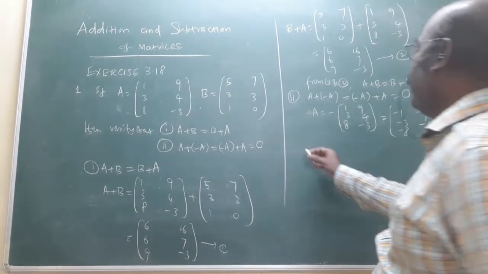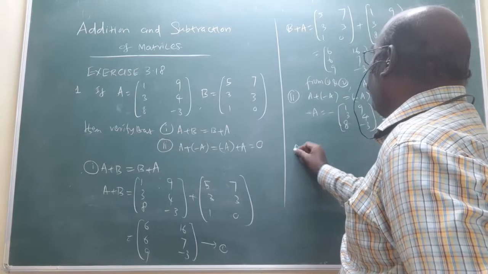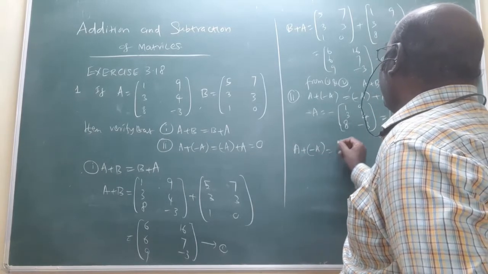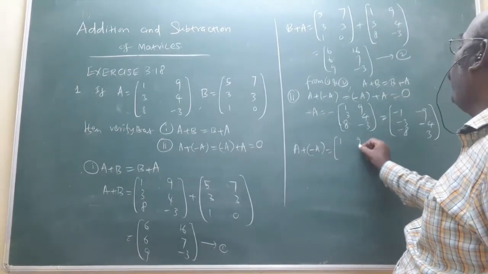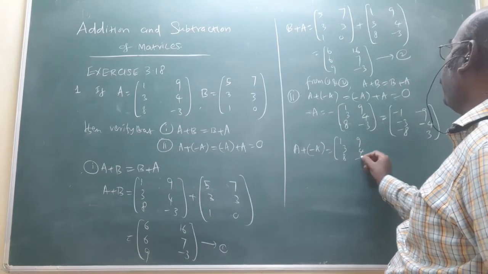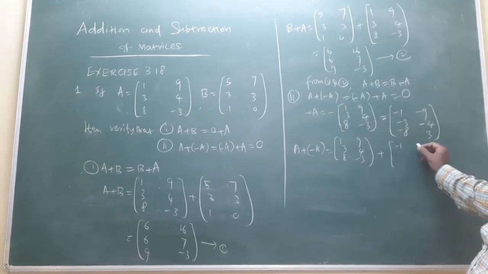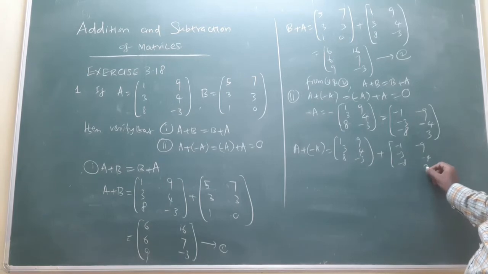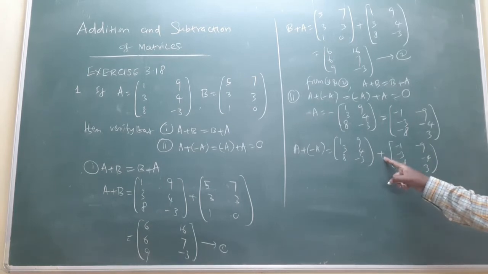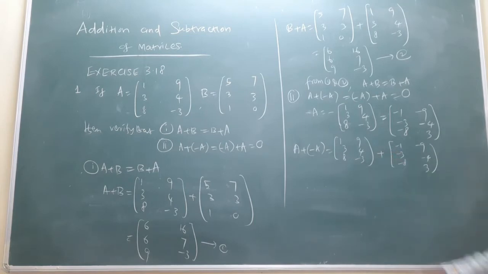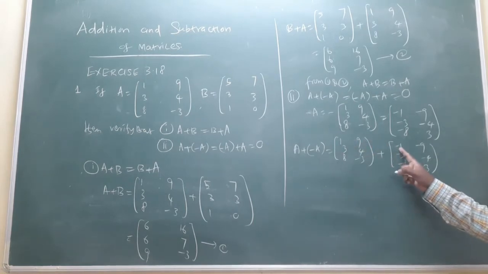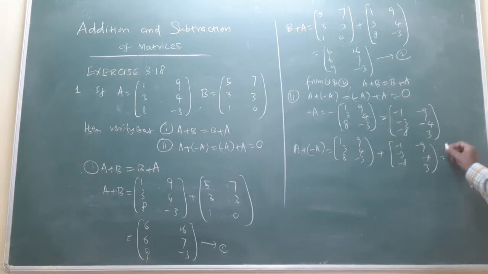Now add both, A plus minus A. A is 1, 9, 3, 4, 8, minus 3, already you know. Plus minus A already found: minus 1, minus 9, minus 3, minus 4, minus 8, 3. Here also in between is plus. That's why we add the corresponding elements. First element, 1 minus 1, 0. The answer is 0, 0, 0. All zeros, you put a zero matrix. This is called the zero matrix.